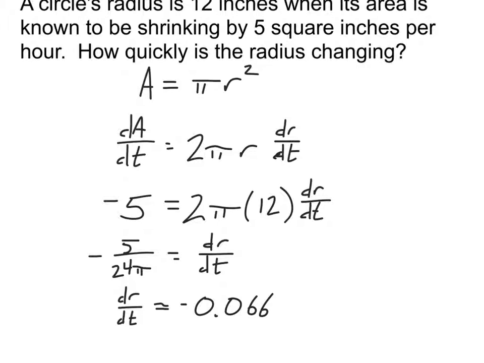Now, what are our units here? Well, remember it's dr over dt. What is the radius going to be measured in here? Inches. Radius was measured in inches. So it's only inches. This one's not square inches because I'm measuring the radius, not the area. So it's inches per hour because it's over time. Time is measured in hours here. So it's going down by 0.066 inches per hour. Not changing too quickly.